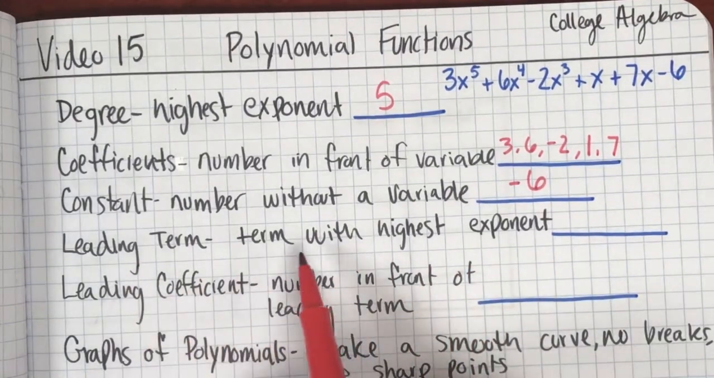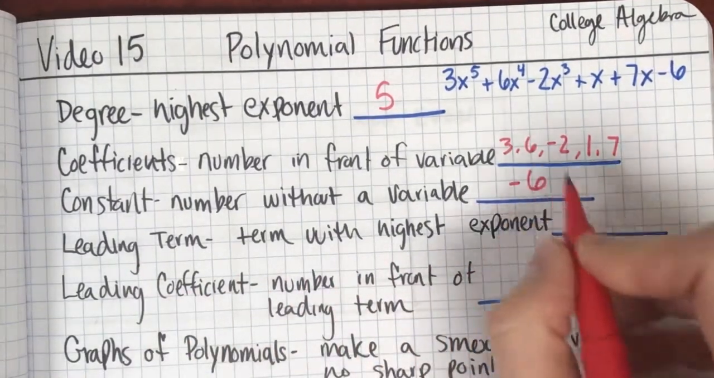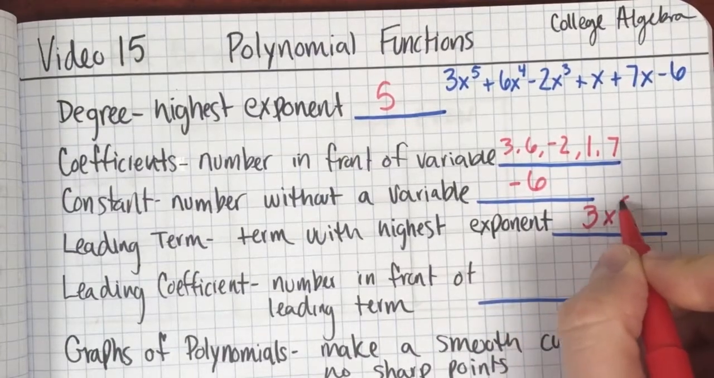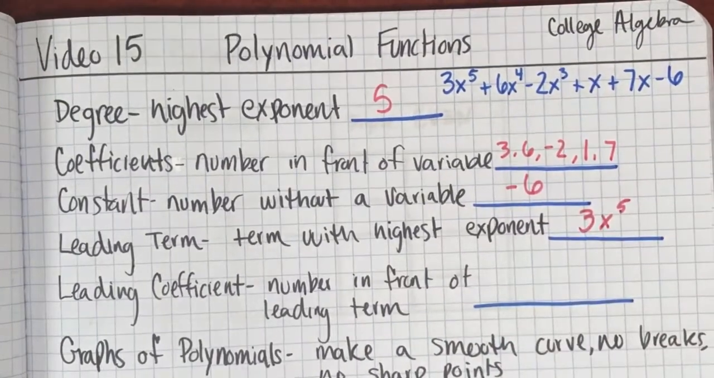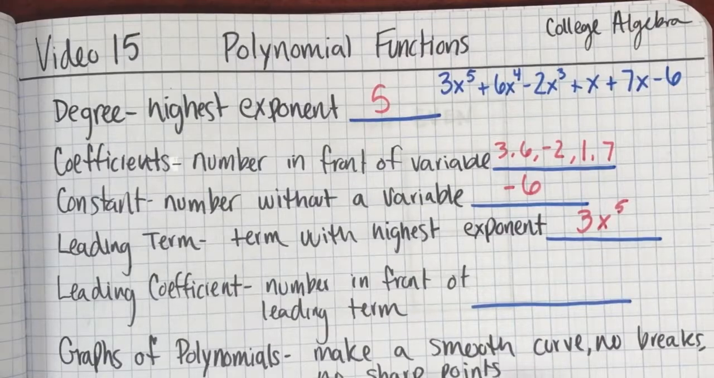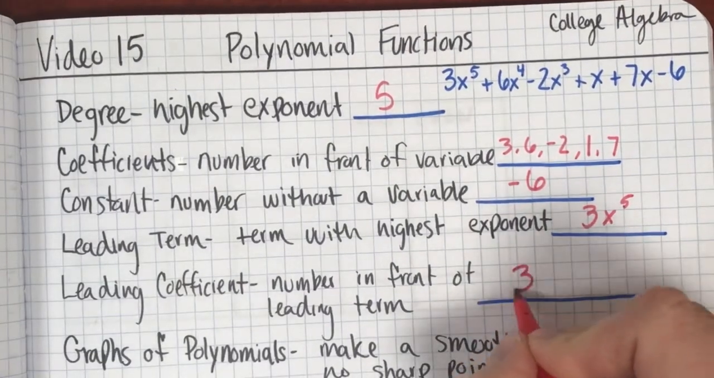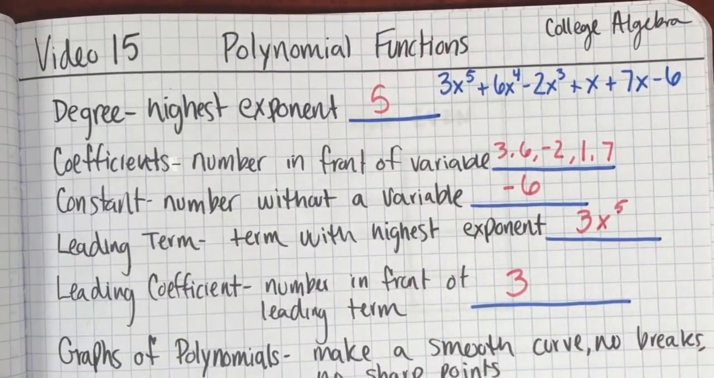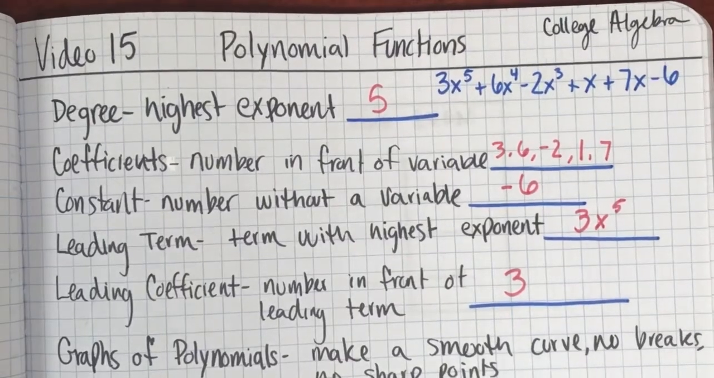Our leading term is the term with the highest exponent, so that would be 3x to the 5th. You include the coefficient and the variable. And then the leading coefficient is just the number in front of the leading term. It's the coefficient of the leading term.